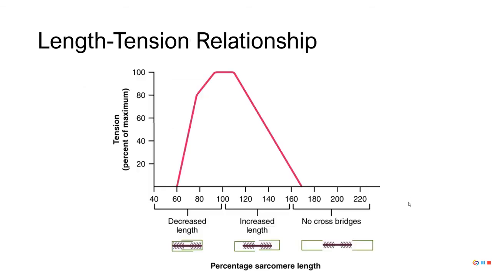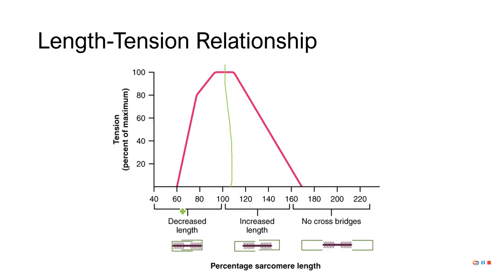Now, when it comes to the length tension relationship, or in other words, how long is the muscle and how much force can it produce, it is dependent on the length. And if you notice, the greatest force that we can produce is at that kind of resting length. But as we increase the length, we produce less force. As we decrease the length, we produce less force.